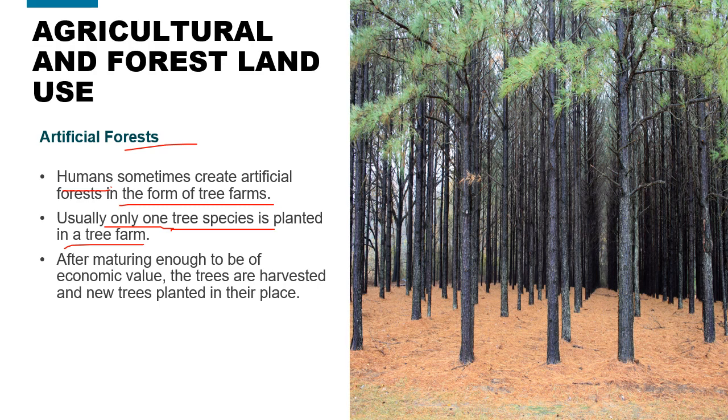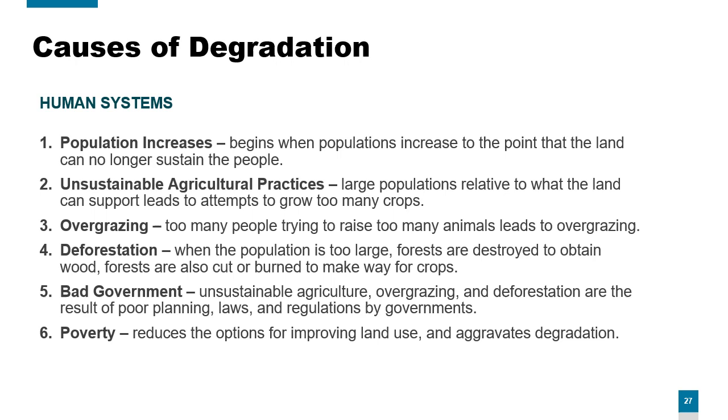Okay? Ano ba yung mga tree farm na nandun sa mga farm? Okay po, kung puro mangga lang. Kung puro santol lang. Kung puro rambutan lang. Okay? So, that is tree farm. So, it is man-made. It is not naturally occurring. Wherein, tinanim yun ng mga tao. So, after maturing enough to be of the economic value, trees are harvested and new trees planted in their place. Okay? So, now, let's talk about the causes of degradation.